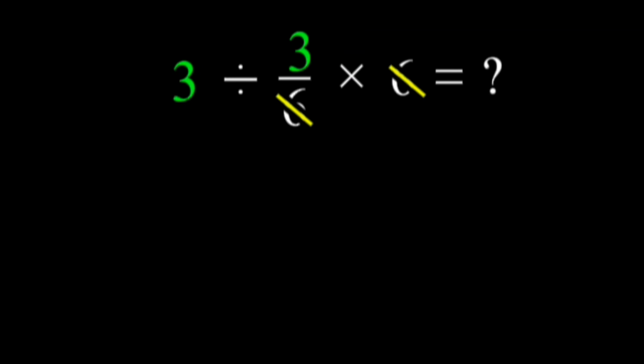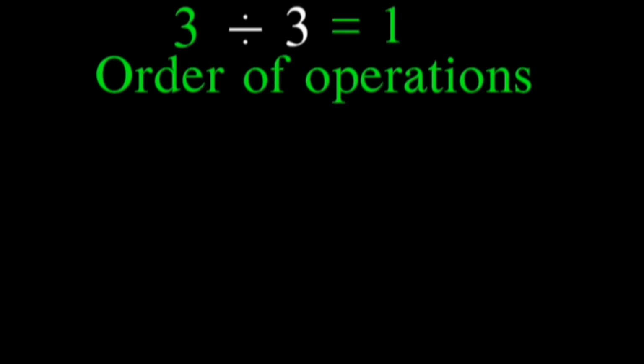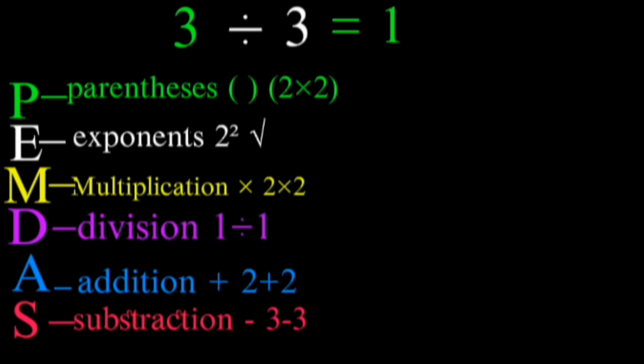The 6's cancel each other, and only 3 remains. Finally, 3 divided by 3 becomes 1. But this answer is not correct because we violated one of the most important rules of mathematics, the rule called the order of operations, commonly known by the acronym PEMDAS.